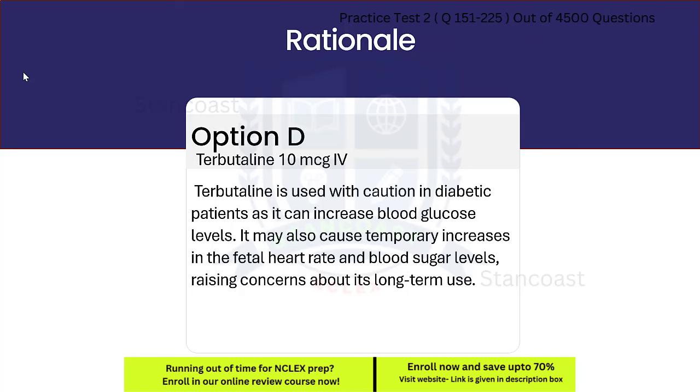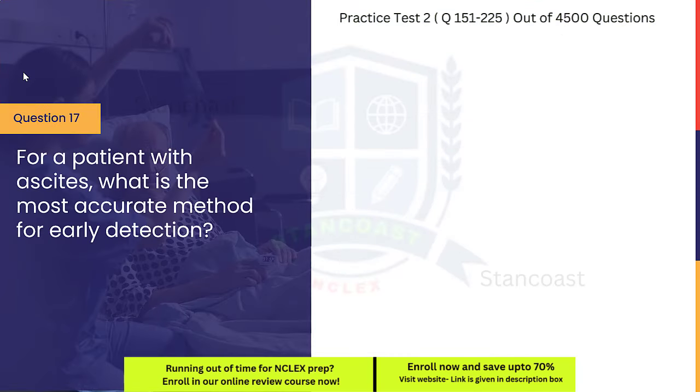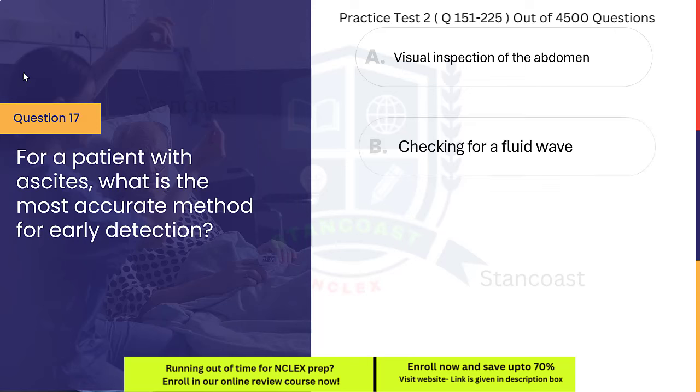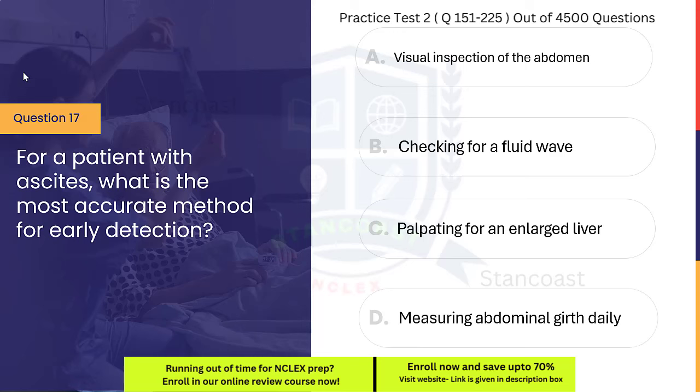use. For a patient with ascites, what is the most accurate method for early detection? A. Visual inspection of the abdomen. B. Checking for a fluid wave. C. Palpating for an enlarged liver. D. Measuring abdominal girth daily. Think about the best methods for tracking changes in ascites.